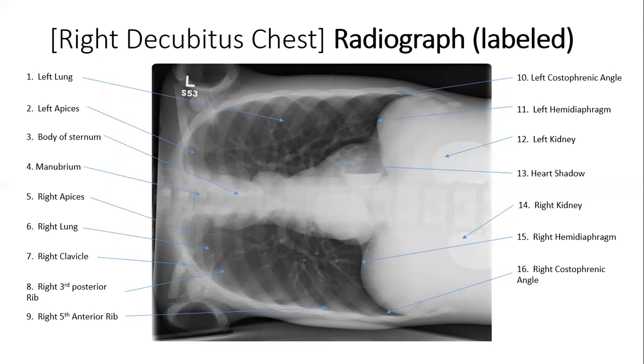a possible pneumothorax. This is everything that we need to be able to set up our right decubitus chest for imaging our patients. Thank you.